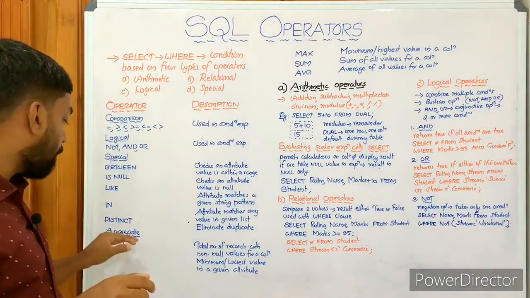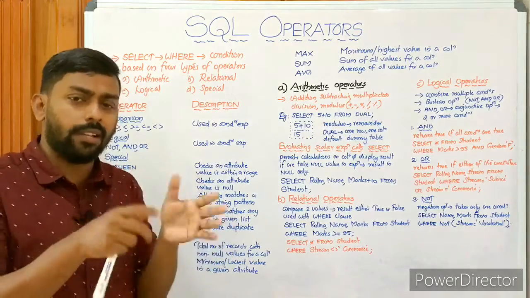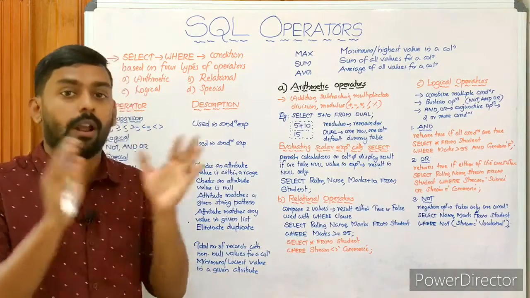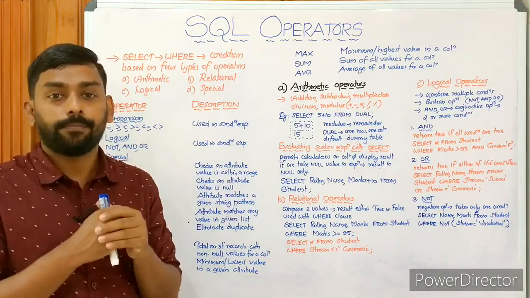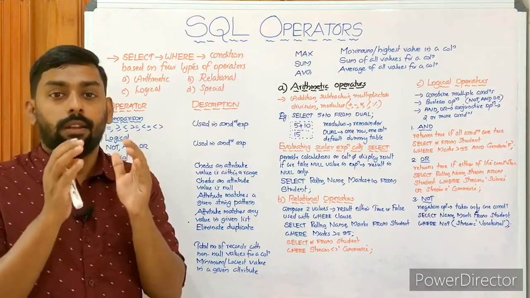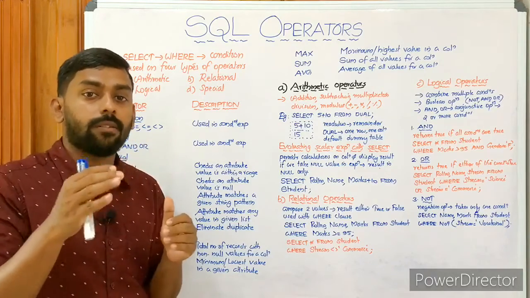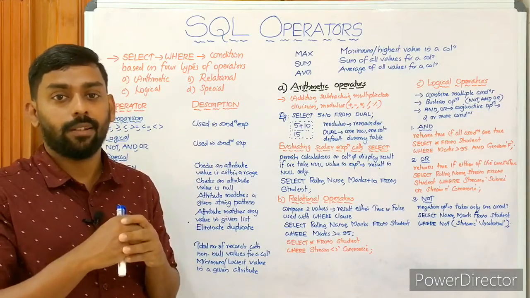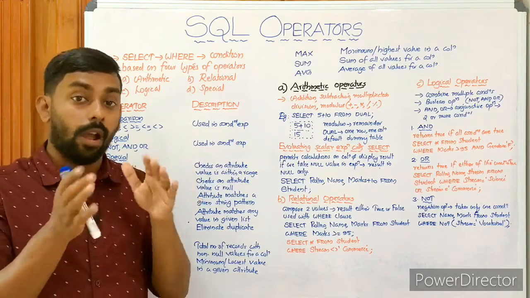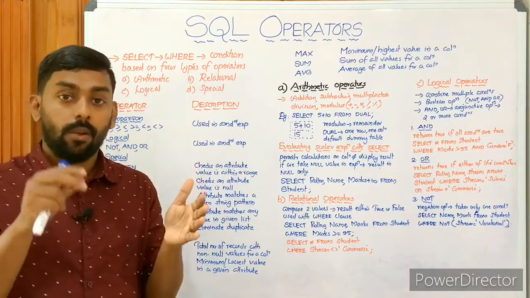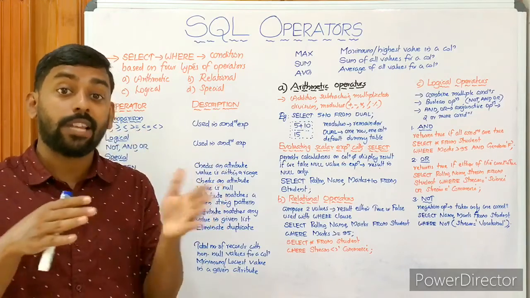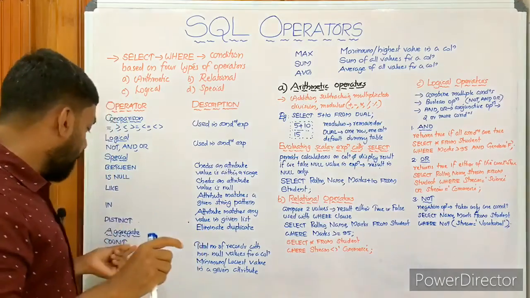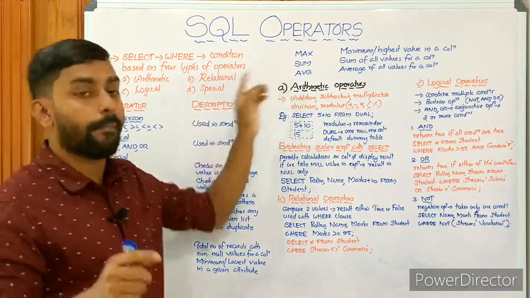Then we have the final set of operators, the aggregate operators, or aggregate functions. The specialty of aggregate functions is that they work with groups, so we also call them group functions, because they act on a set of values and give a single result. They work on a group of values and give only one result per group. These are the operators: count, min, max, sum, and average.